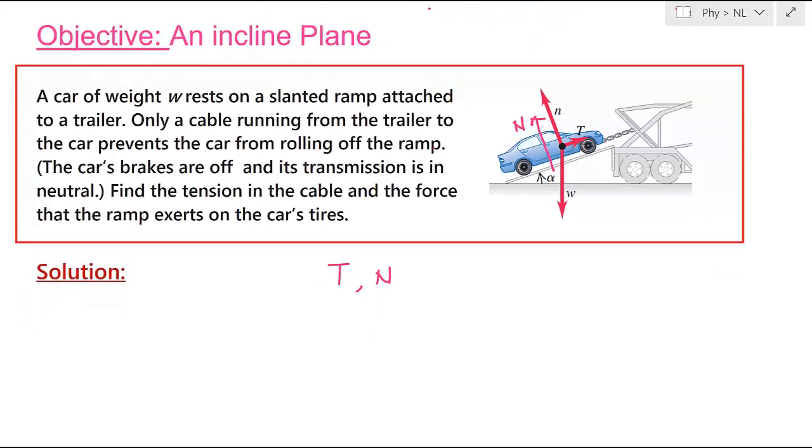In this case there are two unknowns, or two target variables. The target variables are the tension in the cable and the normal force applied by the ramp. And we will assume there is no friction between the tire and the ramp.